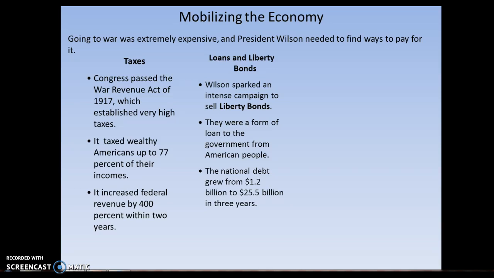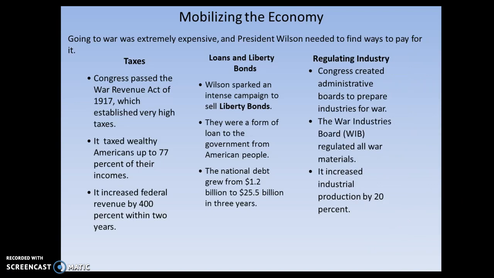The national debt grew from 1.2 billion to 25.5 billion in 3 years. So this help was extremely important. The U.S. government was spending a lot of money, so that is a lot of debt that the government went into. So this is why these things were so important.